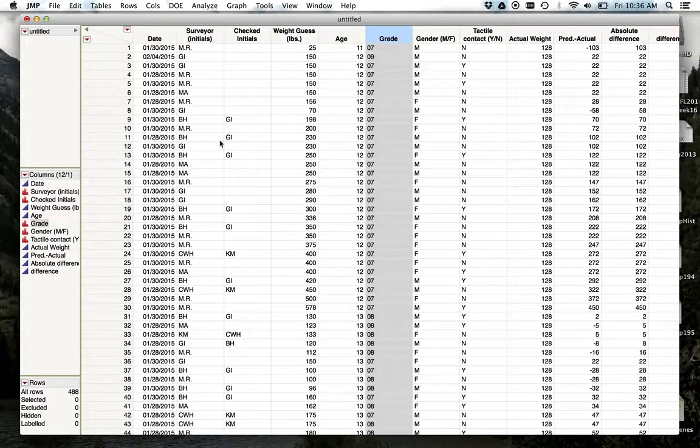So this is the spreadsheet we downloaded into JMP. This contains all of our data. This is when the survey happened. This is survey initials, the weight guess, the age of the person, grade, gender, and whether they touched the rock or not. Remember, the actual weight of the rock was 128.